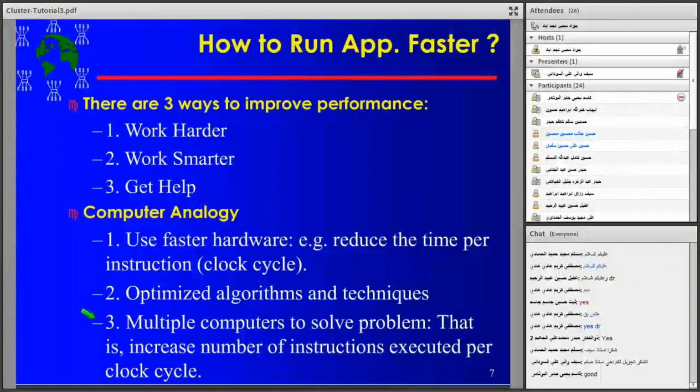And the third one is get help. Get help is the third way to improve performance. In the computer analogy, what is get help? Use multiple computers. Instead of using one machine for solving a problem, we can use multiple computers to solve the problem. By using this technique, we can increase the number of instructions executed per clock cycle.